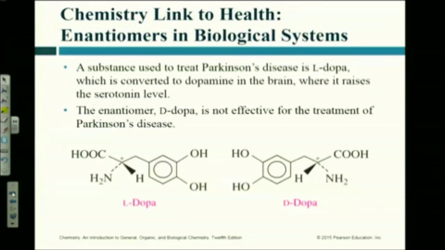Okay. These two molecules look identical, don't they? Almost. They actually are chiral. They are non-superimposable mirror images. They're enantiomers of each other. Where this little star is right here, this carbon is a chiral carbon. It is bonded to 4 different things.